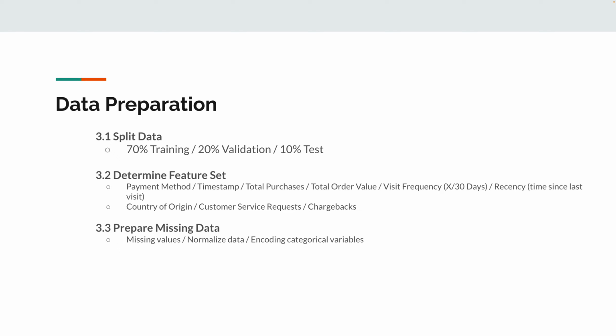Now, in terms of the feature set, once again, similar to the slide earlier, this is sort of broad. Obviously, a lot of the stuff would be narrowed down as we iteratively go through each of these steps. But payment method, timestamps, total purchase, total order value, visit frequency, how many times over a 30-day period did they visit, recency, how long since their last visit, that'll be very critical. It's a very critical metric to know in terms of churn. Also country of origin, requests, and chargebacks, right?